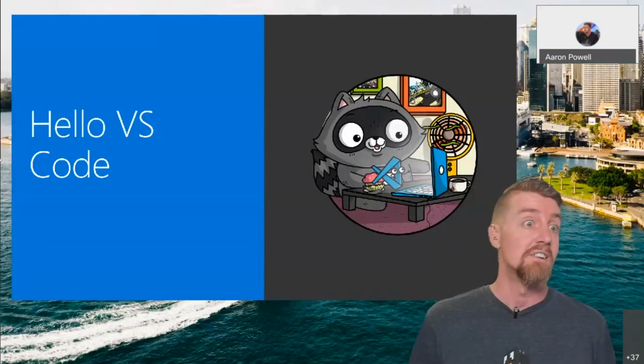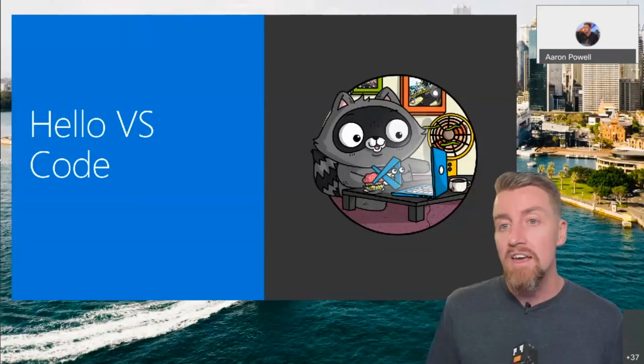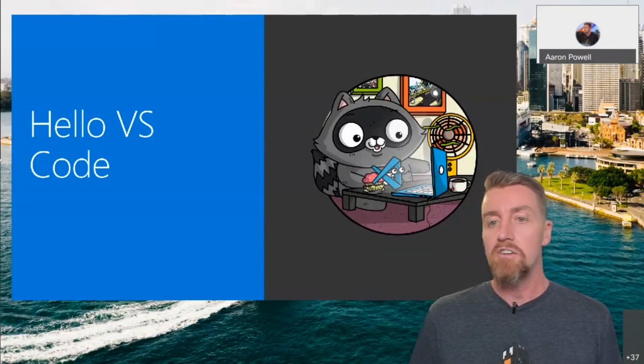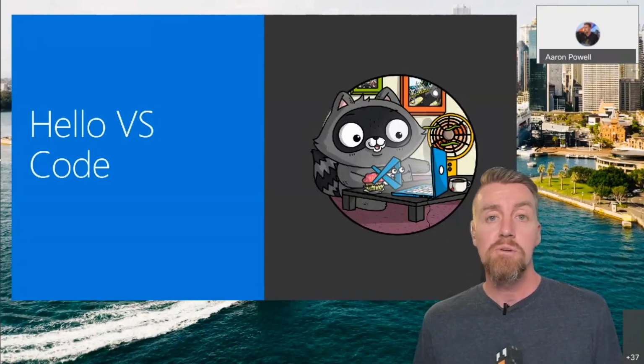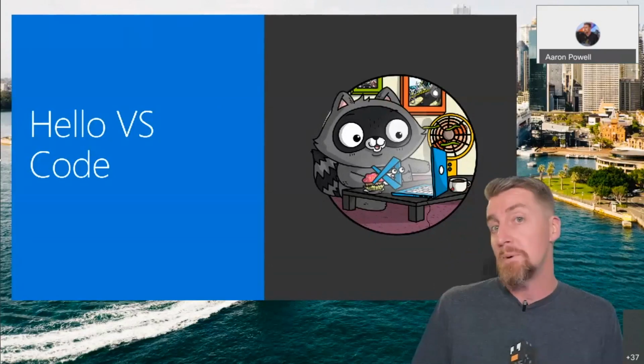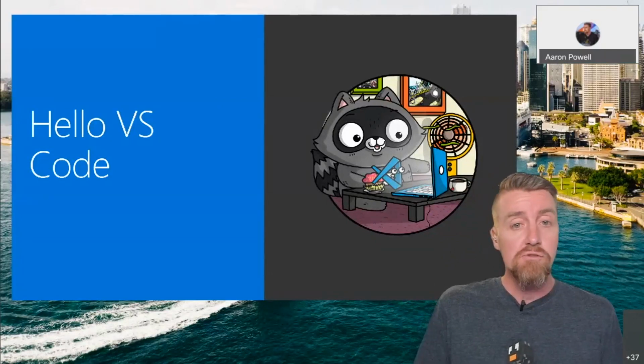But it doesn't understand how to debug any of those languages. It doesn't know how to format any text. Really, it's designed to be an editor that you add extensions to, to make it the thing that is right for you, with all the stuff that you need to be productive in the kind of applications you're building. Now, VS Code is actually written in web tech.